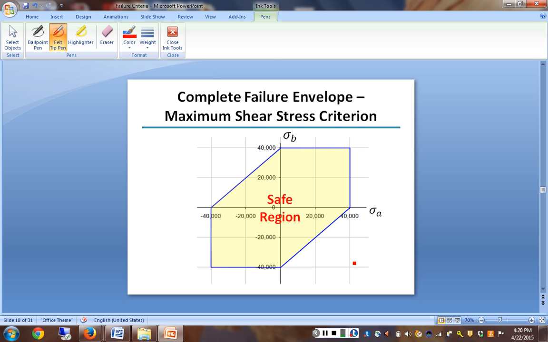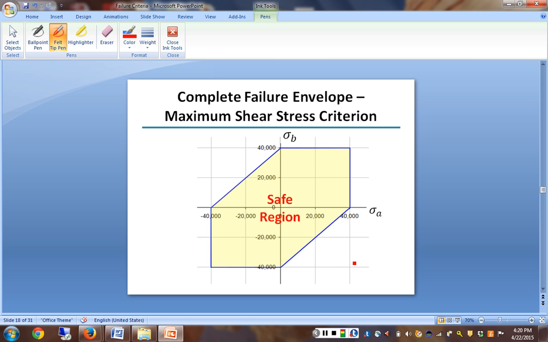It's the same as max principal stress in the first and third quadrants, but it's this straight line in 2 and 4. And so it's much more conservative. Your factors of safety, if you're in the region where your sigma A and sigma B are different signs, sigma A positive, sigma B negative, it's much more conservative for a factor of safety.